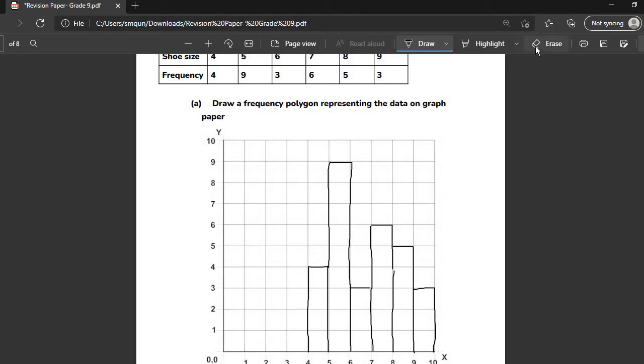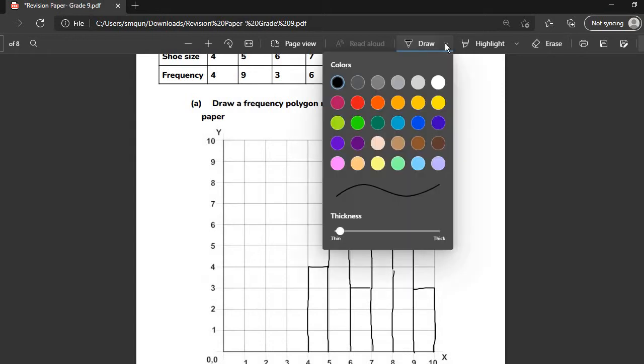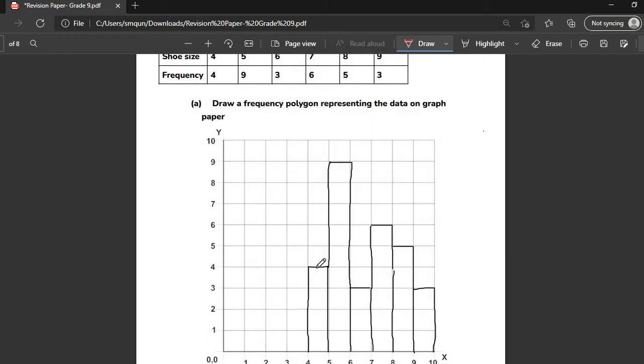To get your frequency polygon, you're going to find the midpoints. But since the midpoint is easy to find for this graph, I'm just going to go ahead and mark them here. The midpoint would be halfway between the width of each rectangle that you draw. If you were to actually use the formula to find the midpoints, they would be here.